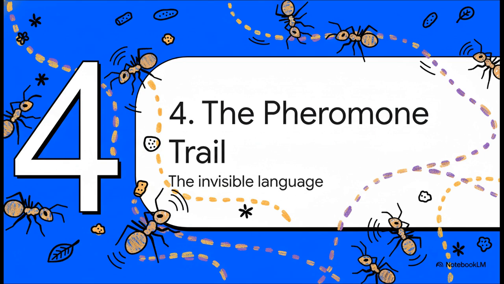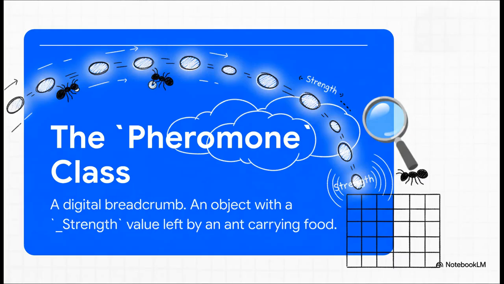of the pheromone trail. Yeah, just think of a pheromone object as a digital breadcrumb. When a worker ant finds food and starts heading back home, it drops one of these in the cell it's moving through. And the most important part of this breadcrumb is its _strength value, which basically tells other ants how loud or fresh the signal is.